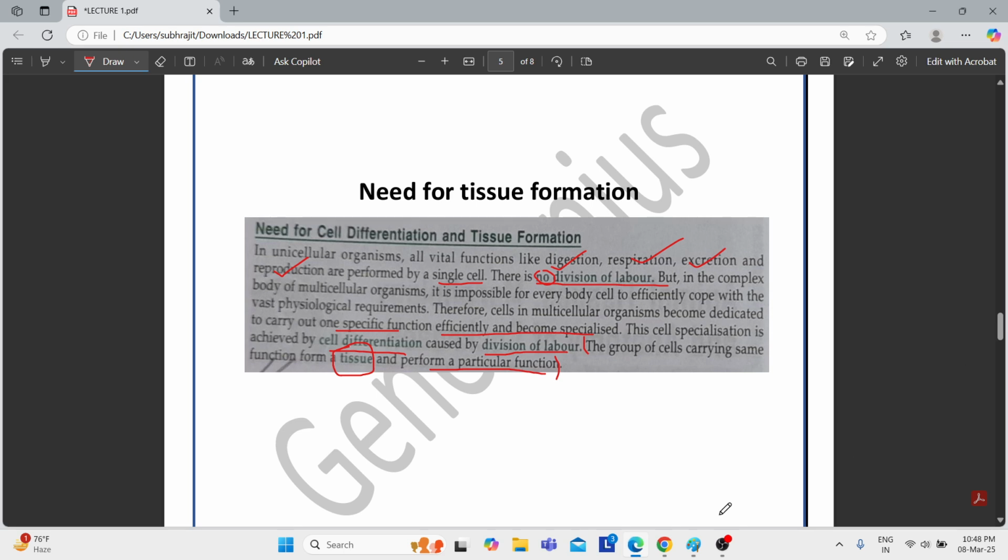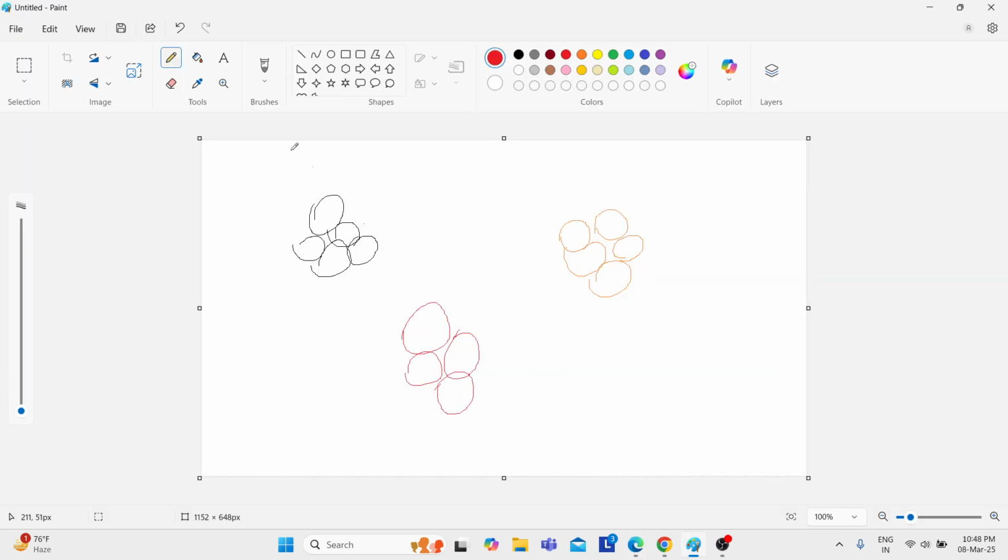This is how division of labor works. This group of cells is performing in the digestive system. This group of cells is involved in the nervous system. This group of cells is involved in the excretory system. This is how the work is being divided. This is what division of labor is.